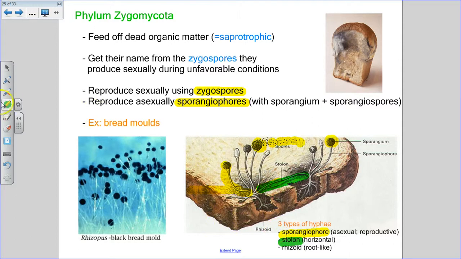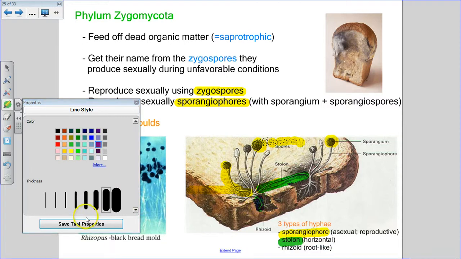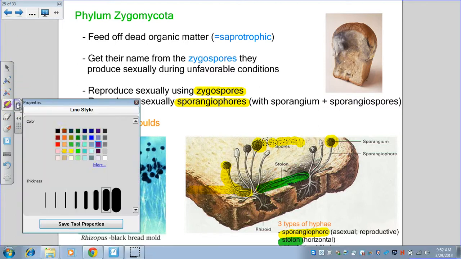The third type, let me get another color. Oh, this is fun. No, that's not going to show up well enough. Let's try this one. Purple. Okay, Charlie. Oh, I didn't save it. Oh my goodness, what color is that? That's not good. Let's go with orange.